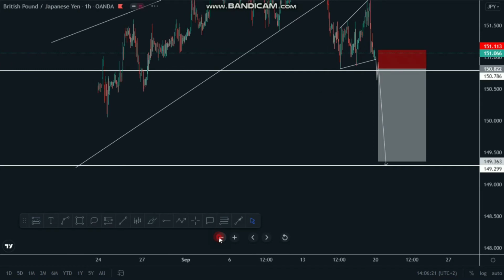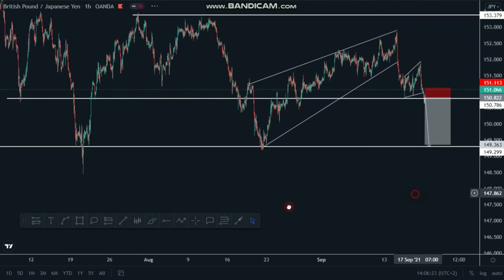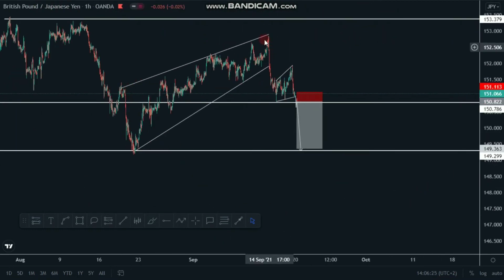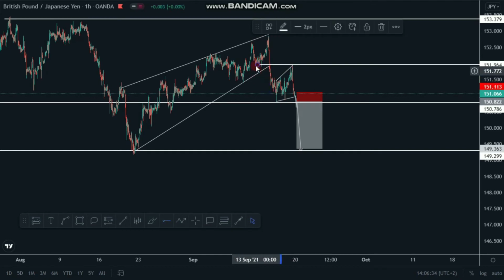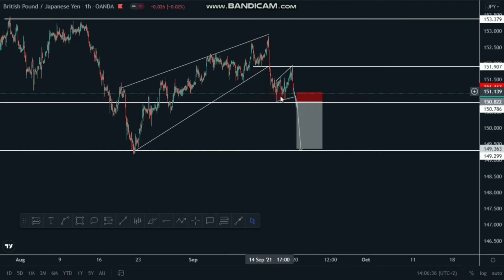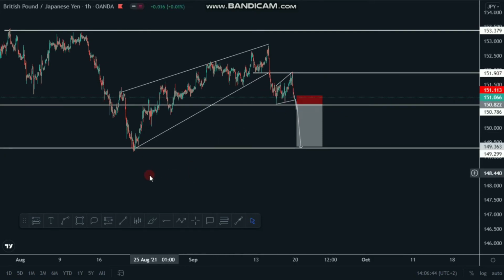So this is GBPJPY. We're expecting selling opportunities due to the fact that this bigger channel, this bigger flag was broken, and it retested in the form of a correction here. As you can see, this level was respected at this point. Then after respect here, it shot to the downside. Now we expect it to break here, retest, then push again to the downside. GBPJPY, anticipating selling opportunities. Thank you.